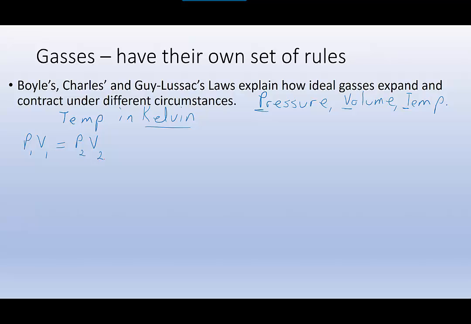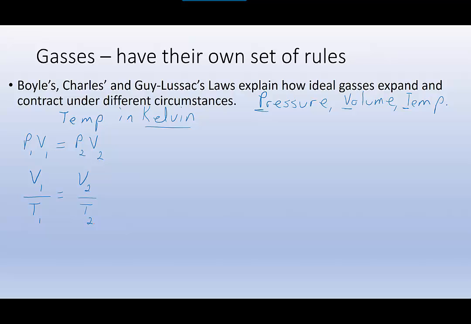Another relationship that they determined was between volumes and temperatures. The ratio of the volume to temperature at the beginning of your compression or expansion is equal to the ratio of the final volume and temperature of your gas after compression or expansion, assuming pressure is kept constant.